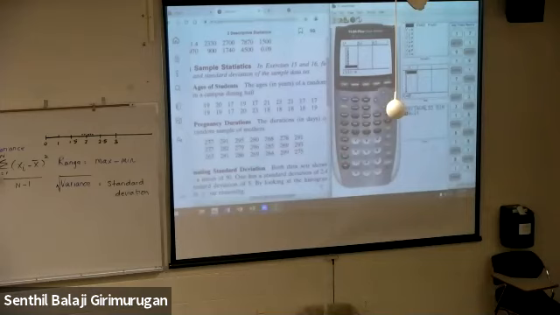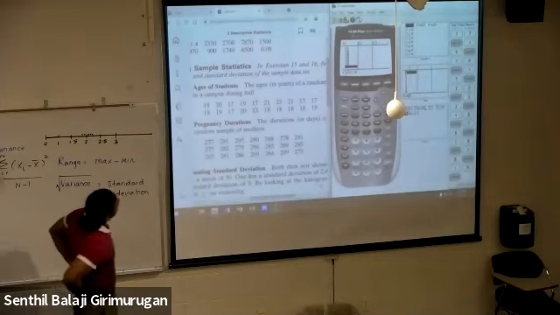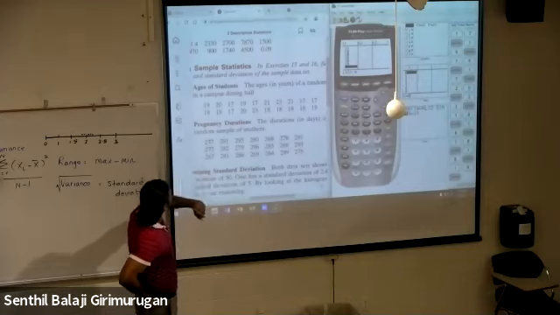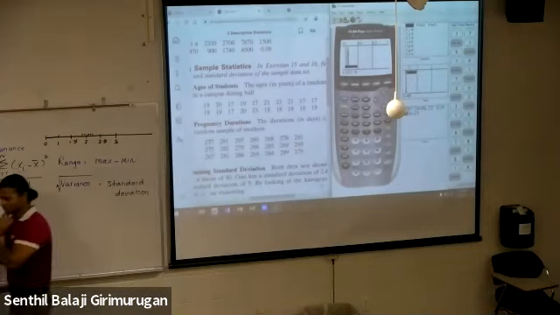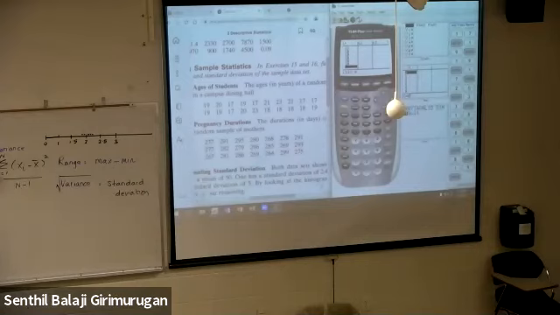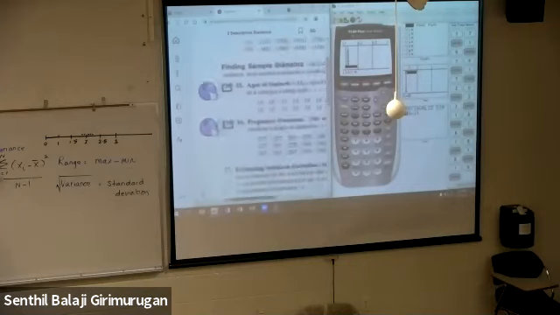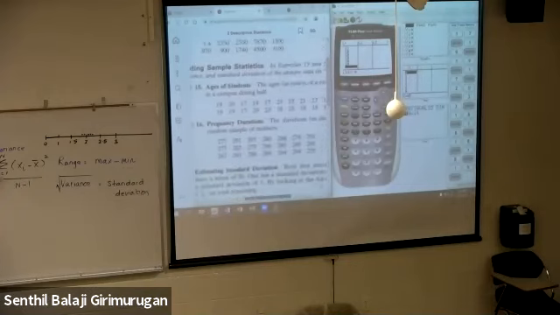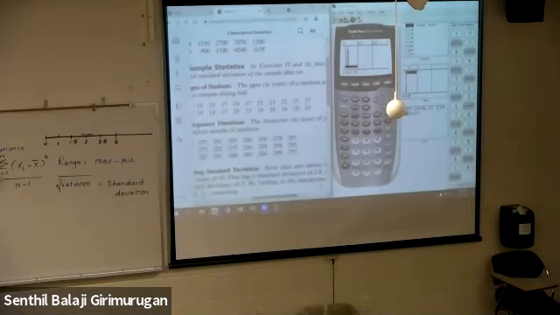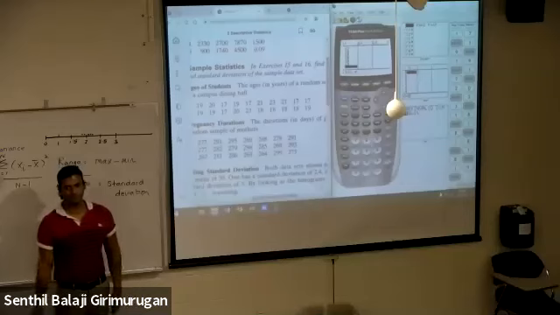Okay, so ages of students, they selected a random sample from the campus dining hall to make it random. That's what the problem states. Random sample of students, they got it from the campus dining hall. Just by looking at the data, if someone asked you, what is the average age, what would you say?